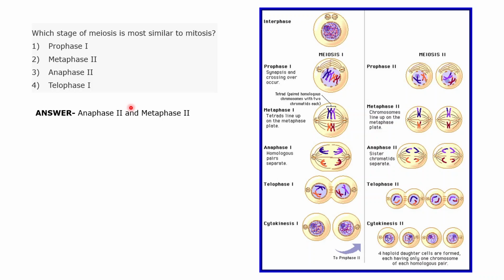So I'm going ahead with anaphase 2 and metaphase 2, but do check whether there are slight differences among the two that might make one more similar to mitosis. So do check that also. Does anyone have any doubt in this case? I had a little doubt in this case, that's why I gave both answers. Does anyone have any response to this, or should I repeat it once more?